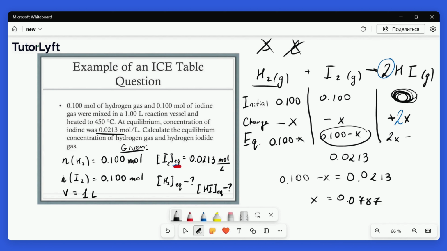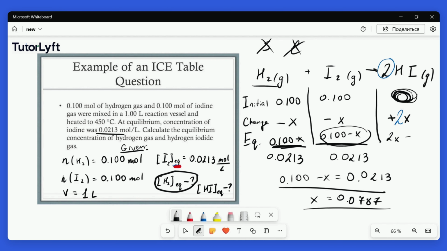But because these two are the same, this is also going to be 0.0213. So the answer for this is already ready. It's 0.0213. Just because they were the same, you can solve the same thing. For hydrogen, for example, you would write exactly the same and you would get exactly the same number. So the concentration will be this. They have equal concentration at the equilibrium.